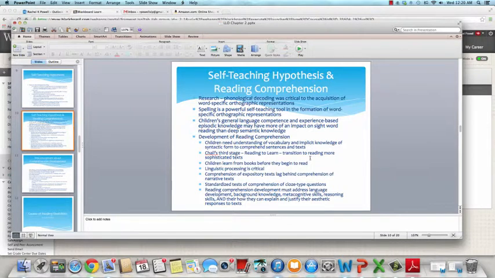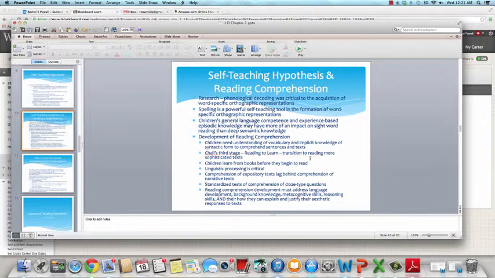The research of the self-teaching hypothesis is relatively new, only proposed about 15 years ago. So the research has shown that phonological decoding was critical to the acquisition of word-specific orthographic representations. It has also shown that spelling is a powerful self-teaching tool in the formation of word-specific orthographic representations.